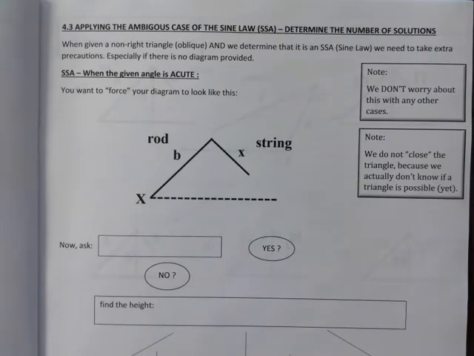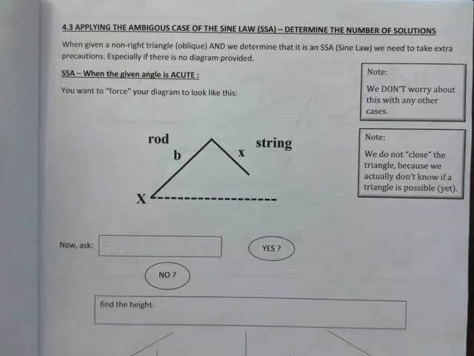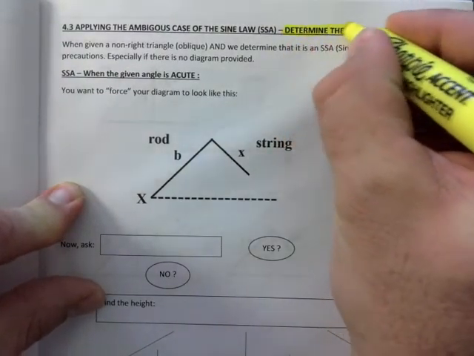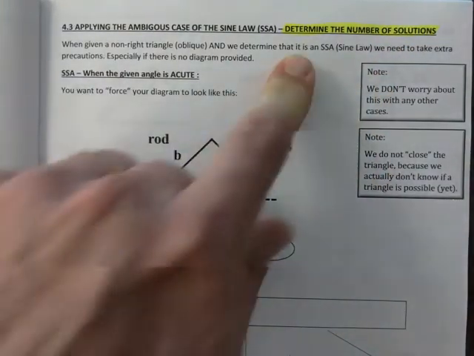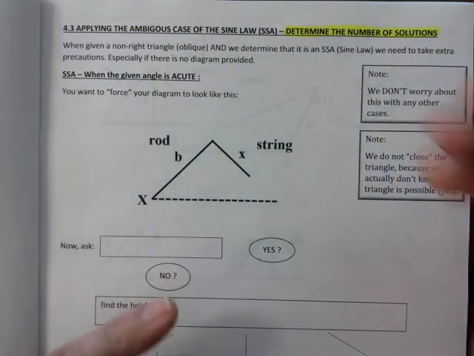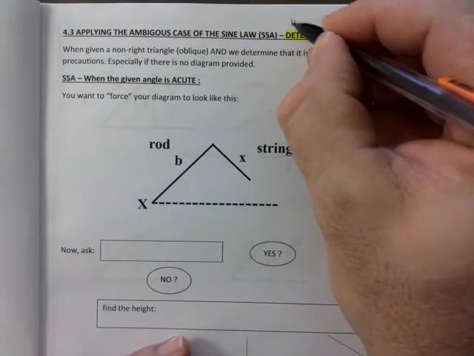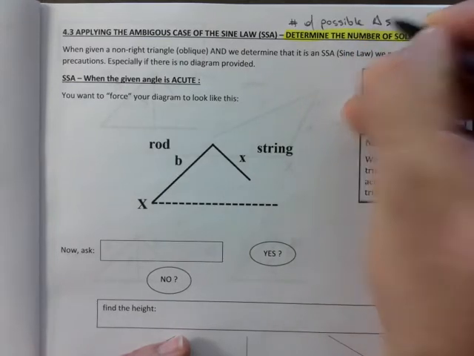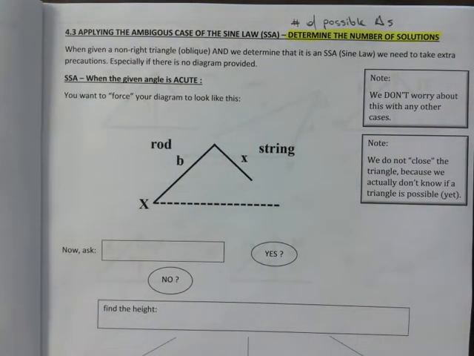Applying the ambiguous case of the sine law, SSA, right? We're gonna explore this a little bit. All right, so here we go. We need to determine the number of solutions that are possible when it comes to this. How many triangles are possible? Number of possible triangles, the same thing as number of solutions, okay? So add that to your notes.